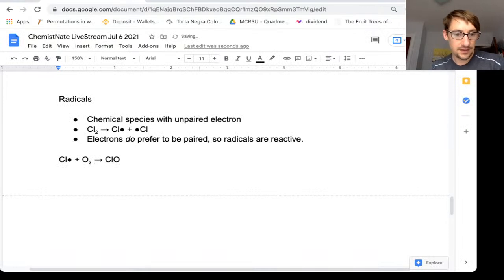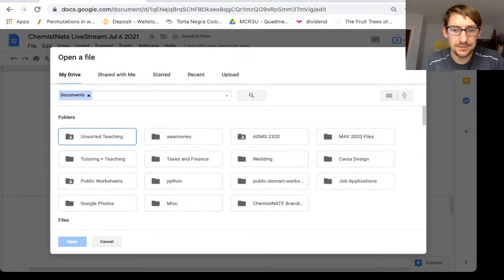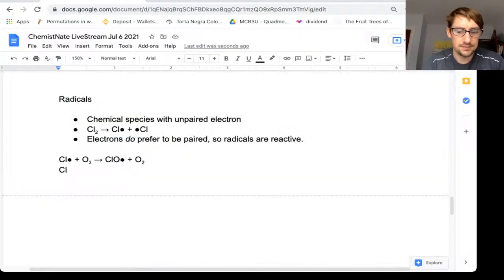ClO. You get oxygen gas instead of ozone in the end. That's ClO. Oh, come on, computer. Wow, I do not remember this at all. Can react with another ozone molecule. Does it make ClO2? I don't remember. I really should, though.